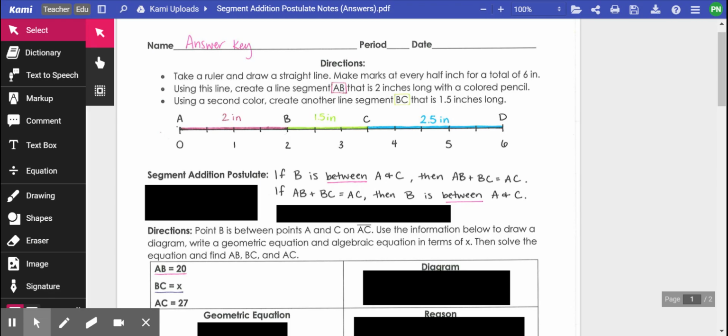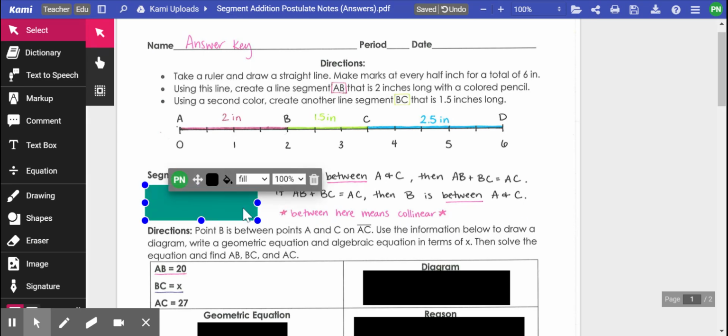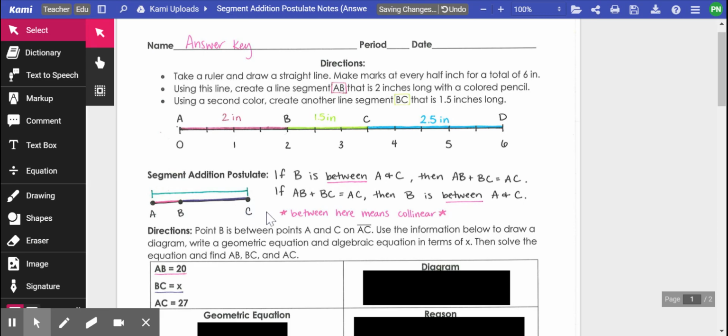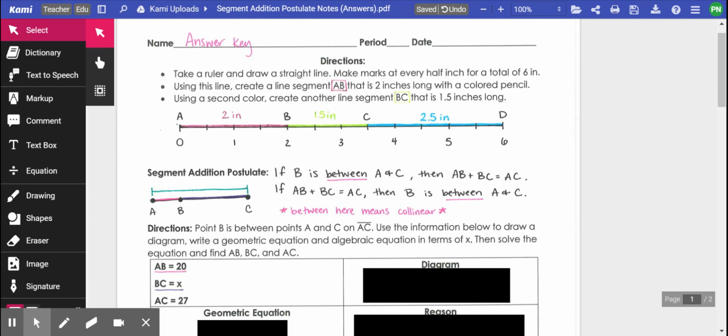And now I underlined the word between because when we talk about between, we're actually going to mean that the points are all collinear. So you learned what collinear was with Miss Cintron's video a few days ago. Between means collinear, so they're all going to be on the same line, or in this case, all on the same segment. And here's a diagram, so you can see that point B is between points A and C. It doesn't matter where it is exactly. It doesn't have to be exactly in the middle. It could be wherever you want it to be, as long as it's between them.